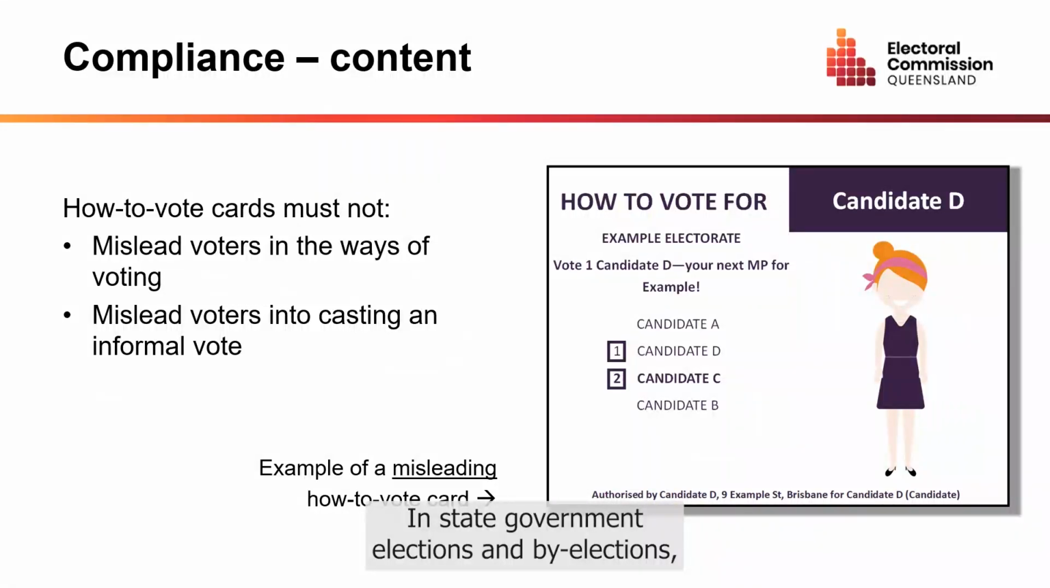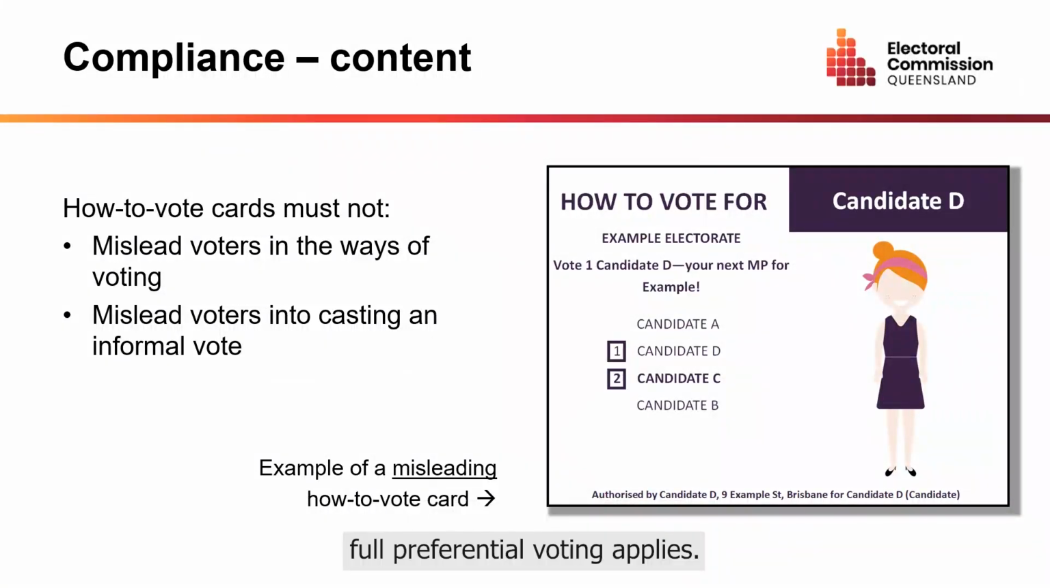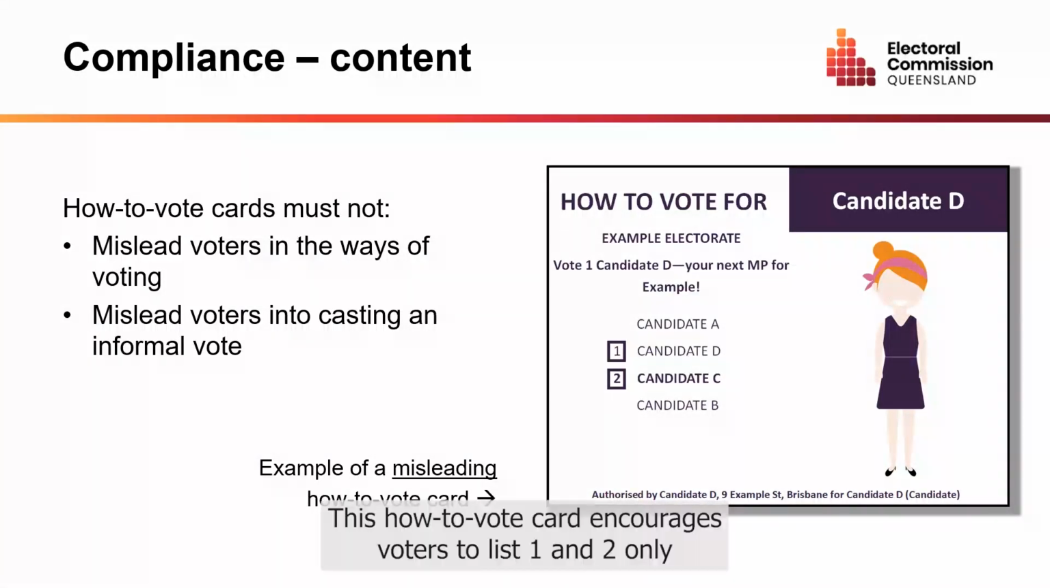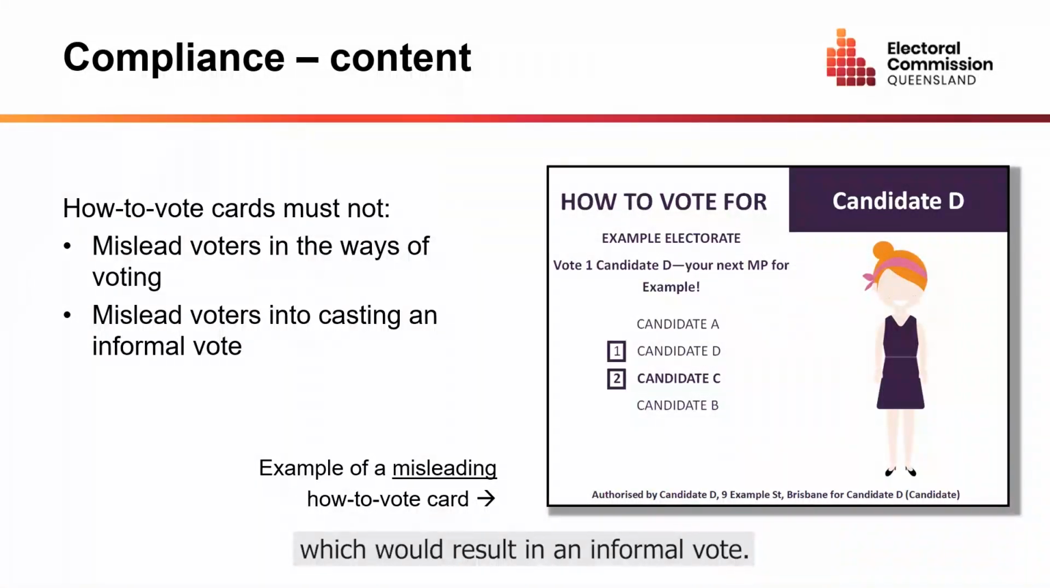In state government elections and by-elections, full preferential voting applies. Voters must number all boxes in order of their preference. This How to Vote card encourages voters to list 1 and 2 only, which would result in an informal vote. This card is non-compliant and penalties may apply under Section 185 of the Act. If it was lodged with the ECQ for distribution on election day, it would be rejected.